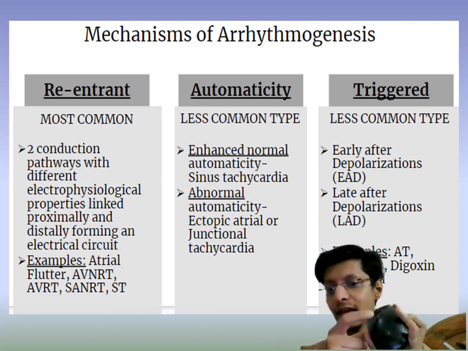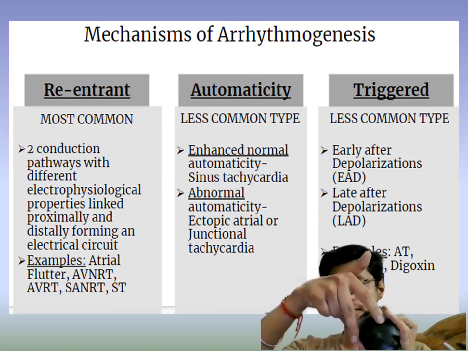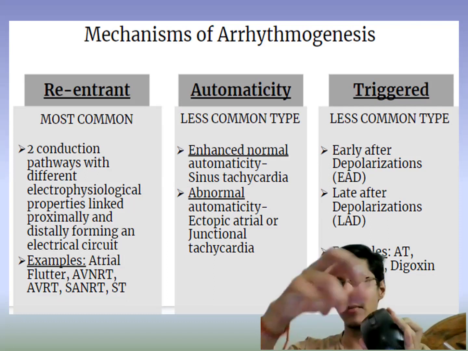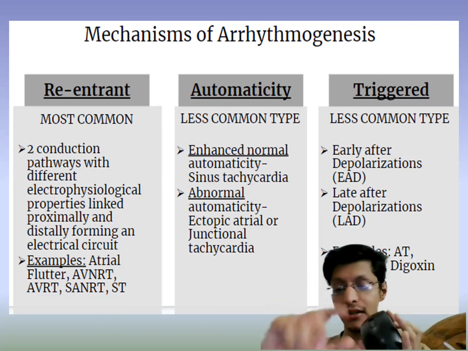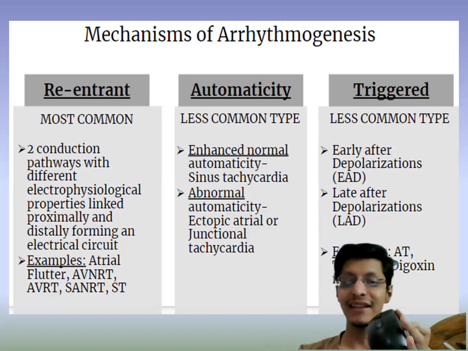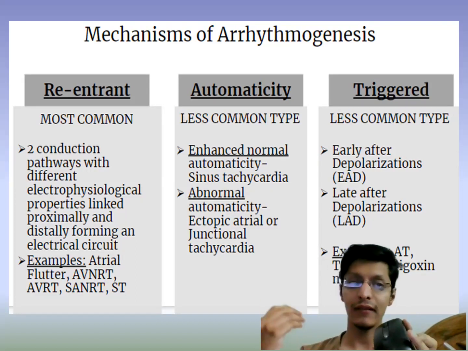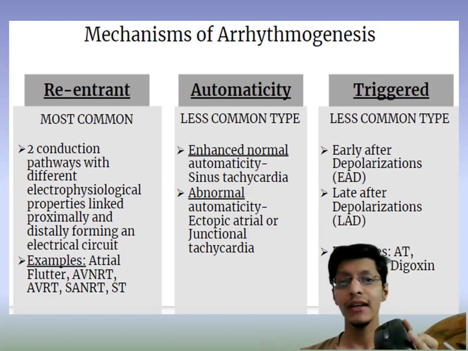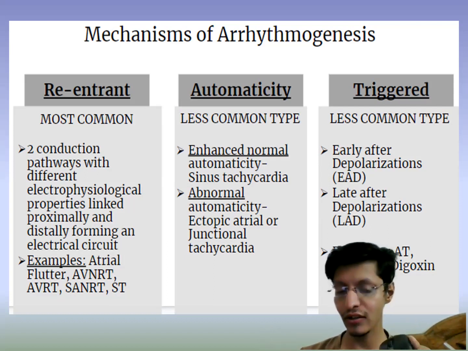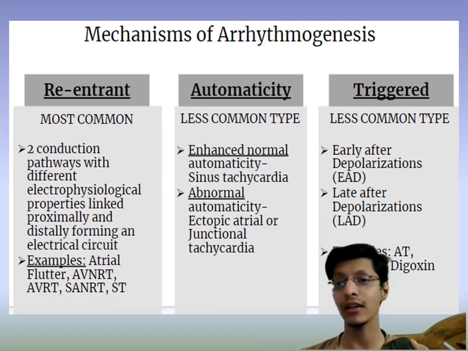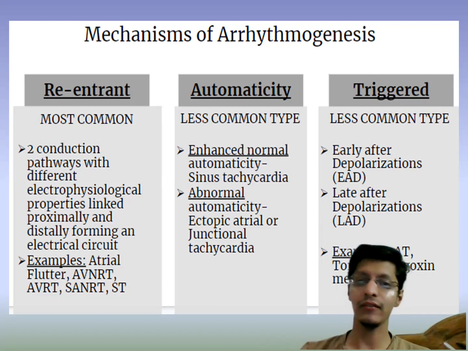One pathway is here, one is going through here. So both of them will collide with each other and they will form a cycle over here. This cycle is a cycle of a re-entrant tachycardia, and they will have a slow conduction pathway and a fast conduction pathway. Most of the arrhythmias, whether it be atrial flutter, AVNRT, so-called SVT, or AVRT, all fall under the category of re-entrant.